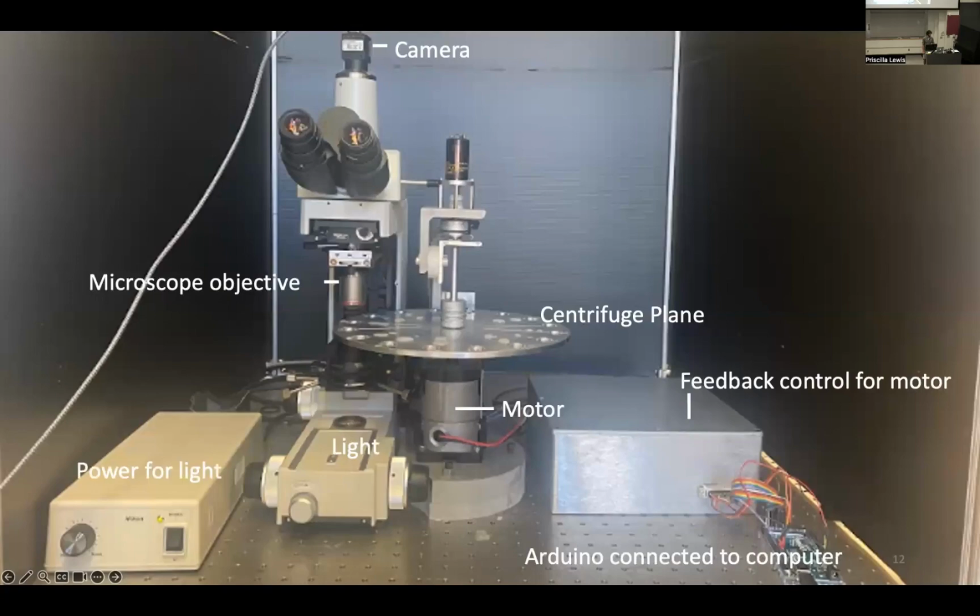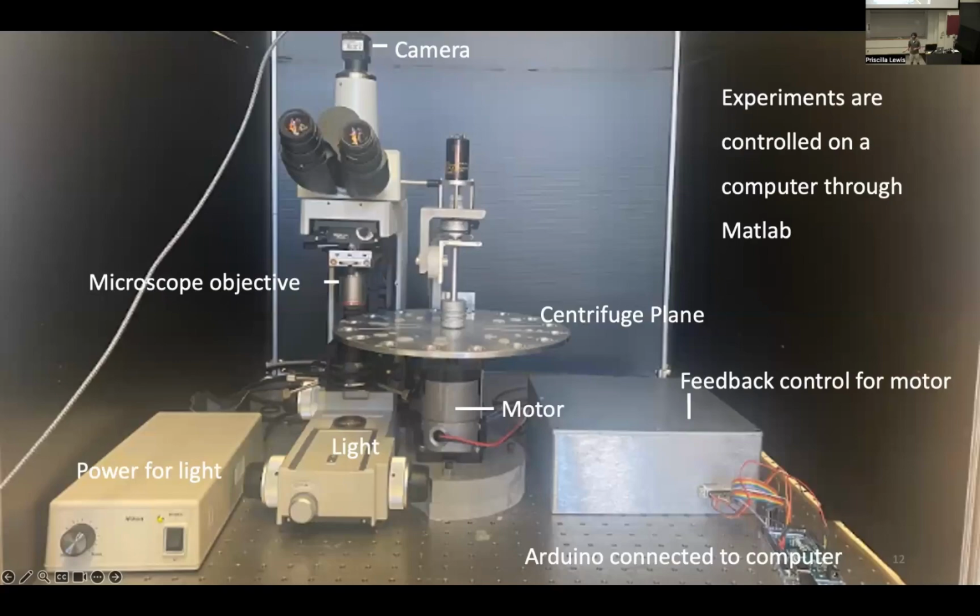The light is powered by this box here. And once again, the camera is connected to the computer. And via the computer, we use MATLAB on the computer to control this whole experiment. So we have a big code file, and we can run the whole thing from there.